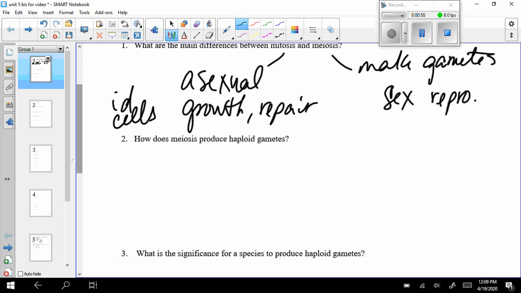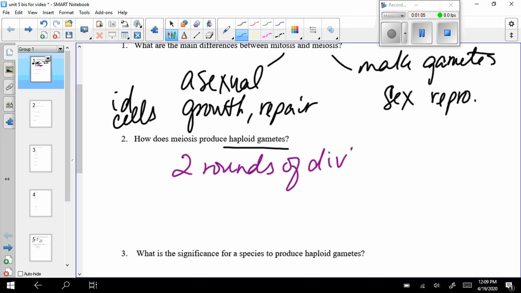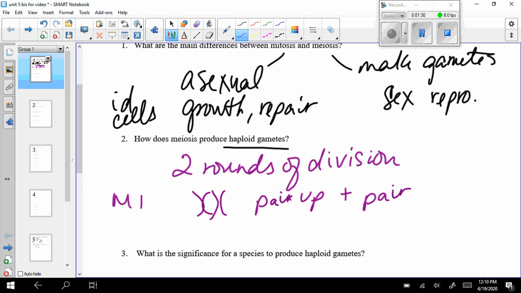All right, how does meiosis produce haploid gametes? First of all, it's going to go through 2 rounds of division. So you still go through S, which is the replication of DNA, but then you actually divide your chromosomes twice. So what happens in meiosis 1 is that your chromosomes pair up. The pairing up is going to come up in a minute. I know I have it as a later question. So in round 1, these pair up and the pairs separate.